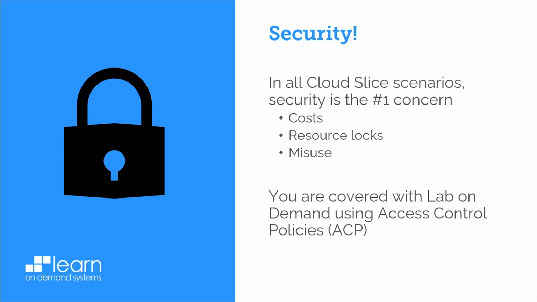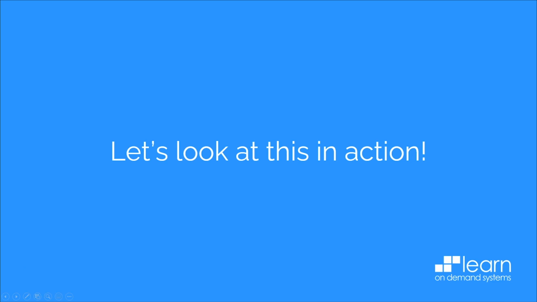So the good news is we have you covered in Lab on Demand using what we call access control policies, which allow you to specify what people can and can't do. And we actually take the approach of you can't do anything unless you manually specify what you are going to do. If you try to create a Cloud Slice without an access control policy in place, it will not let you save it. All right. So access control policies will allow you to create what you need to create and not allow you to create what you shouldn't be able to create. So let's take a look at this in action and see what this all takes.